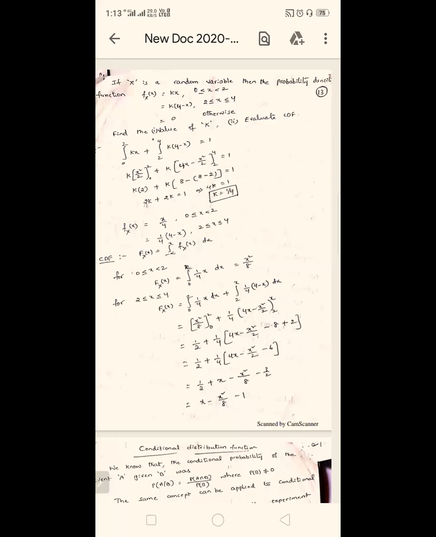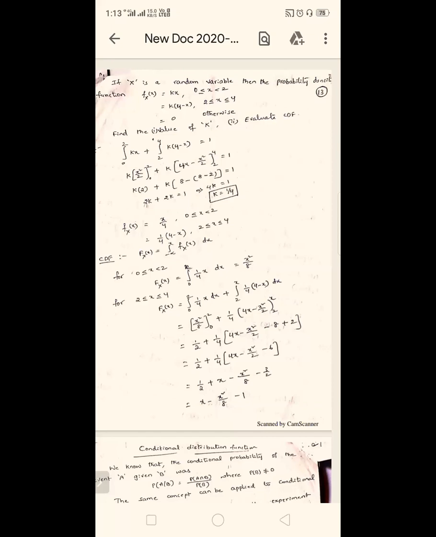So here the probability density function is defined for three different ranges. The first range is from 0 to 2, the second range is from 2 to 4, and for the third, no values are mentioned, so for other values of x the function is not defined. That is the meaning. First of all, what do we have to find? We have to find the value of k and evaluate the cumulative distribution function. We have to solve two bits. First bit is the value of k, second bit is to evaluate the cumulative distribution function.